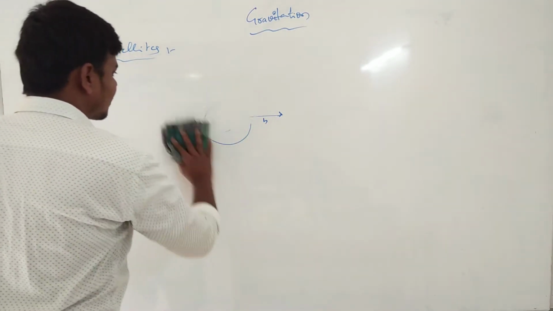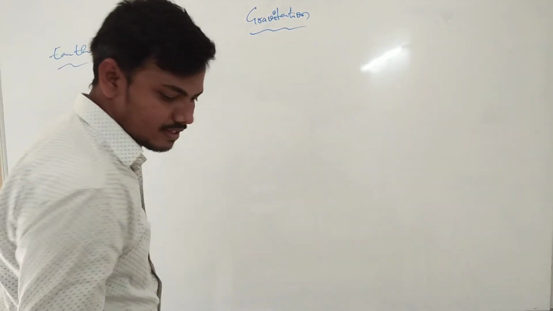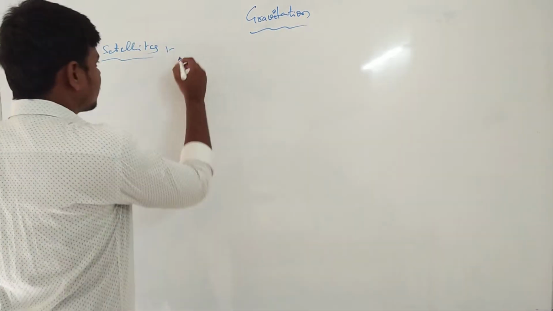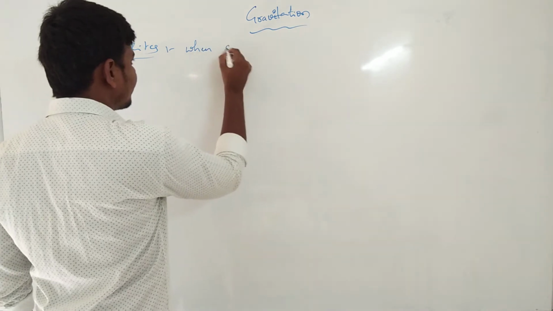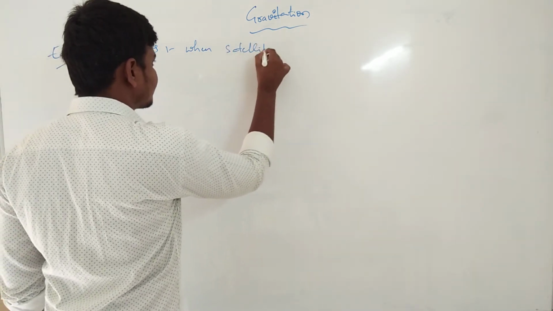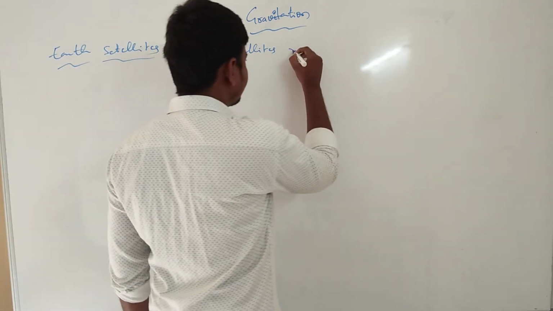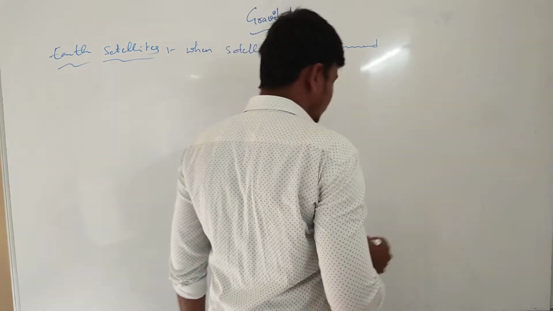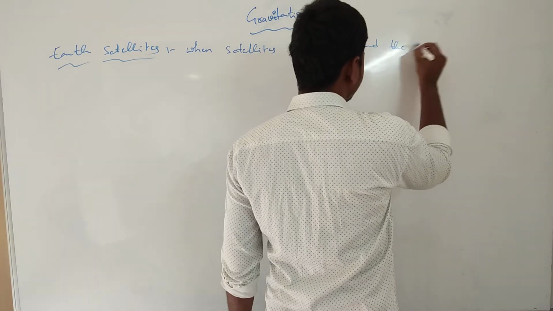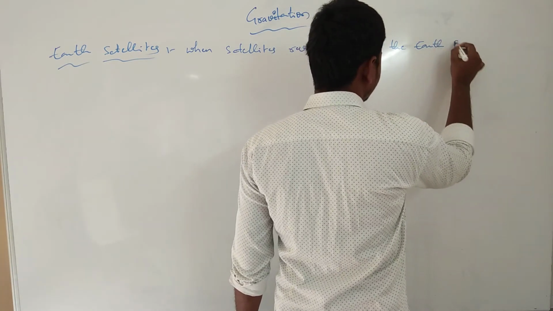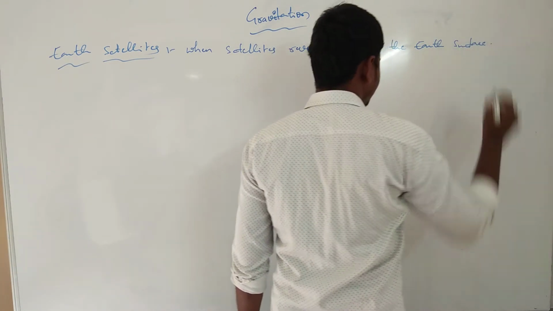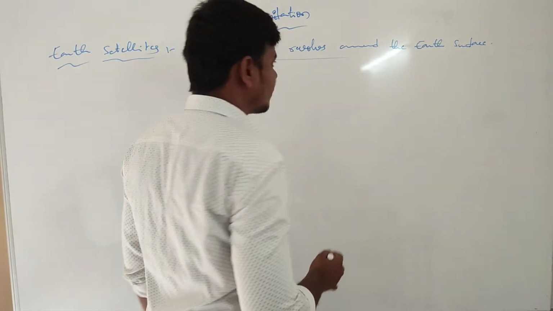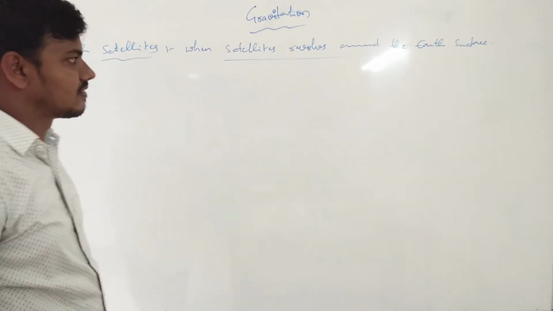Now, what is an Earth satellite? An Earth satellite is an object that revolves around the Earth. All satellites revolve around the Earth.